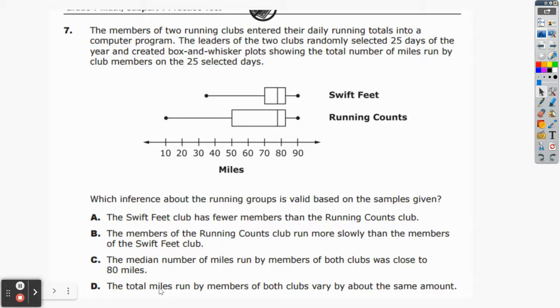D, the total miles run by members of both clubs vary by about the same amount. Okay? Really? Because they've got a guy who ran 10 miles and up to somebody who ran 90. So that's 80 miles difference. This one is about 35 and 90. That is not the same. Look, they're not the same. So he's in the garbage. So C is your answer.